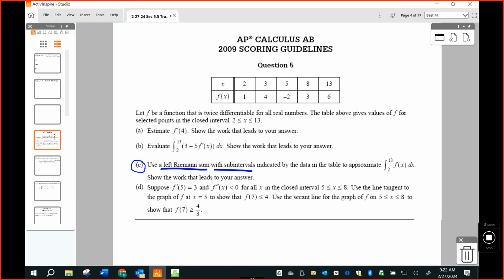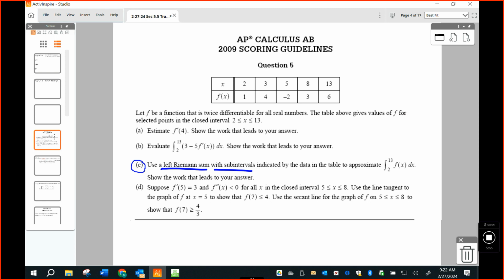4. The rectangles are the spaces in between the x's, right? So if you have 5 x's, you have 1, 2, 3, 4 rectangles. So we do want to use 4 rectangles. That will get us a more accurate approximation. So then my next question is, what is my delta x? What's the change in x? Look at the x's.